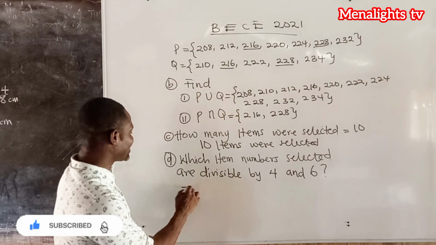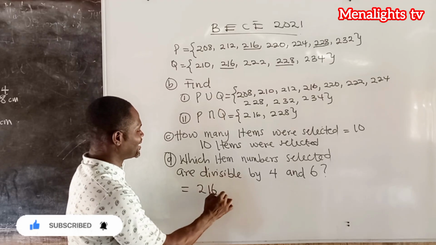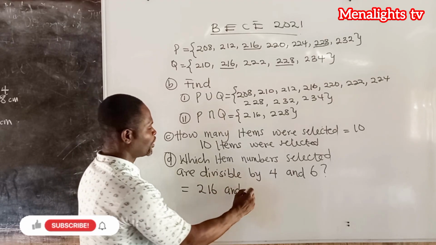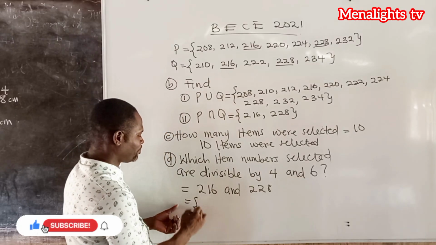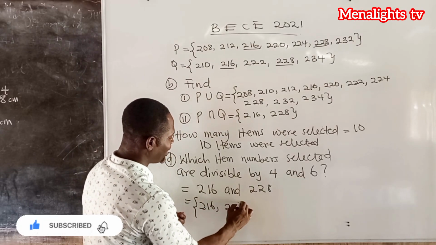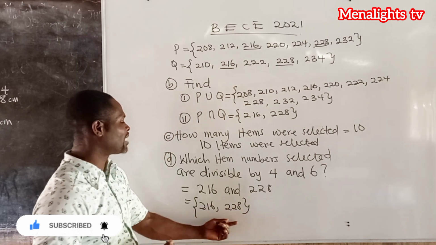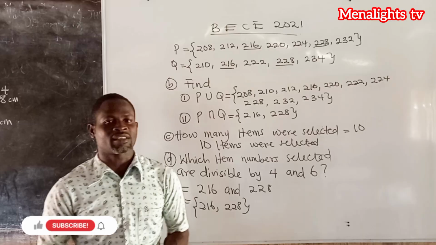So you can say that the item numbers on the intersection are 216 and 228. You can write it this way, 216, 228. So these are the items that are divisible by 4 and 6.